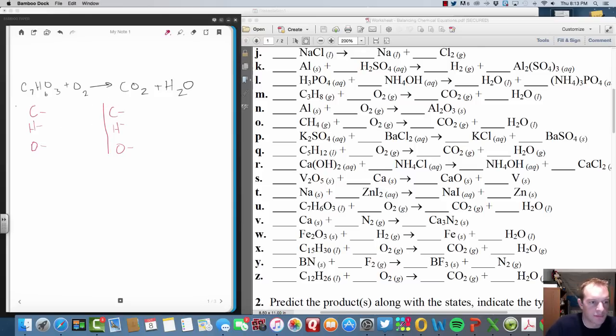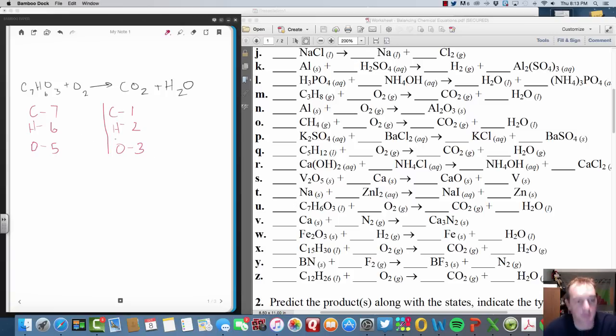So we first set up our inventory and we can count that there are 7 carbons on the reactant side. We see the 7 right there. For the hydrogen, there are 6. And for the oxygen, there are 3 there, and then 2 more here for a total of 5. On the product side, for our carbon, we can see the 1 in the carbon dioxide. We can see 2 hydrogens in the water, H2O, and we can see 3 oxygens right there. And this is question letter U on the handout that I gave you previously.